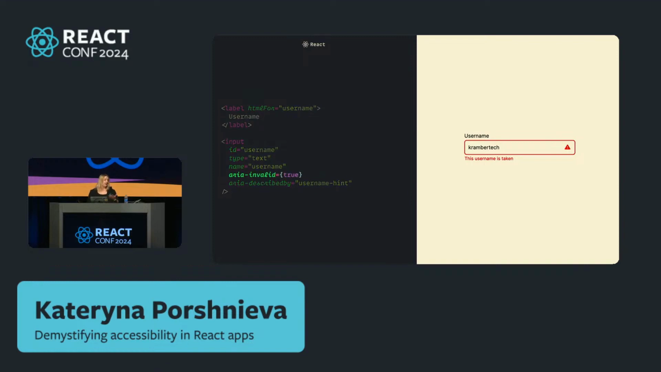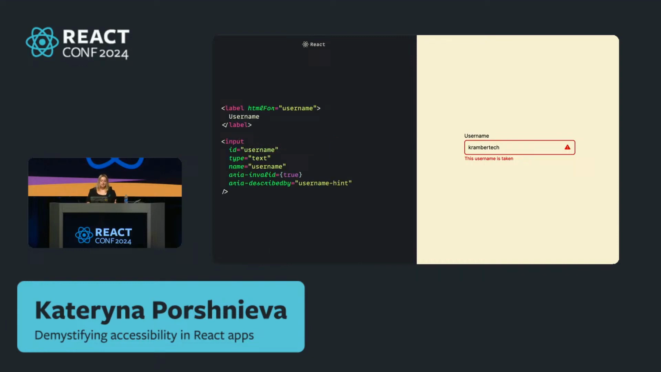We can use another ARIA attribute here called aria-invalid, and when set to true, this information will be surfaced in the accessibility tree and communicated to the user. One handy tip here is that we can actually use all of these ARIA attributes for styling purposes as well. I really like this approach because it is easier, you don't need an additional CSS class, but also it is more reliable because it makes sure that your visual cues and your semantic cues are always in sync.